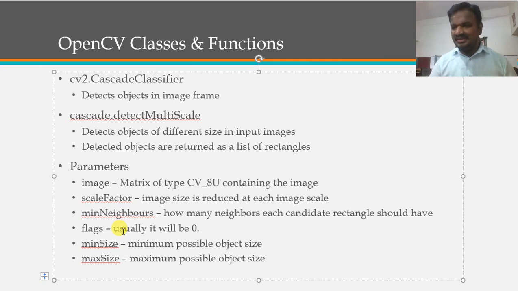For example, maybe this image is showing something like 600 by 600, and my face is around 300 by 300. If you give a minimum size of 400 by 400, then my face will not get detected here. Similarly, the maximum size: here I have around 300 by 300. If I give a maximum size of 200 by 200, then the detection might not happen.